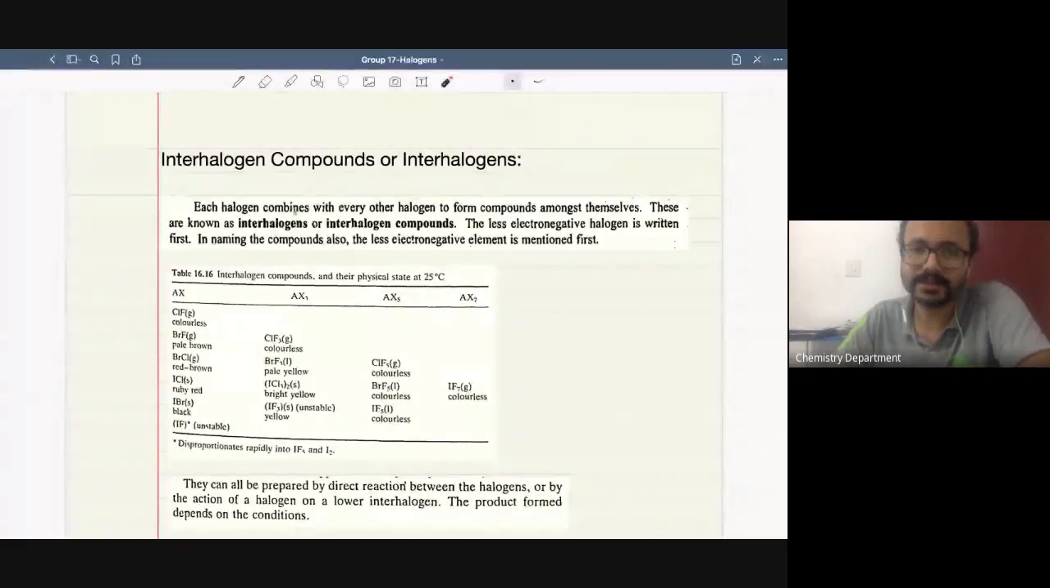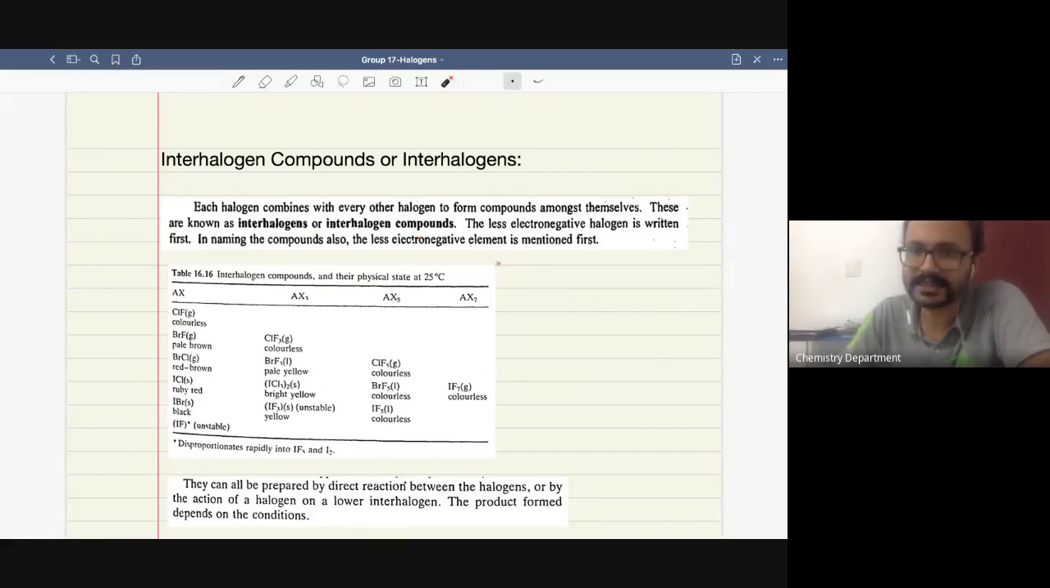Interhalogen compounds are basically compounds formed between two different halogen atoms. Each halogen combines with every other halogen to form compounds among themselves, and these are called interhalogens or interhalogen compounds. When you write these compounds, you write first the less electronegative halogen followed by the more electronegative halogen. In naming also, the less electronegative halogen's name comes first and then the more electronegative one.